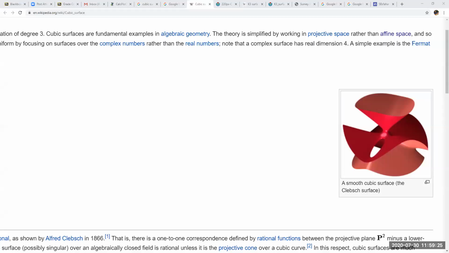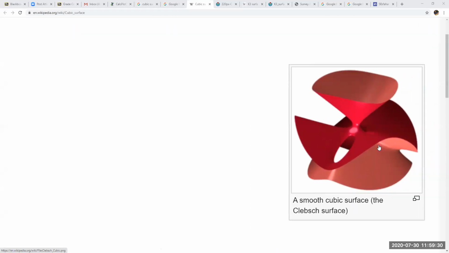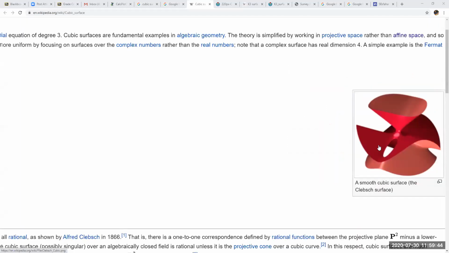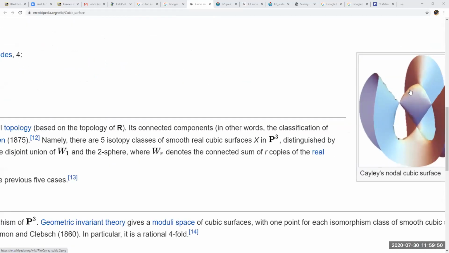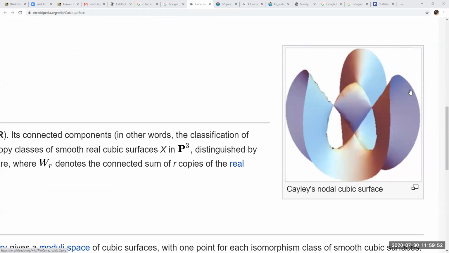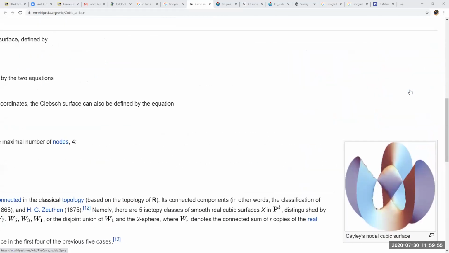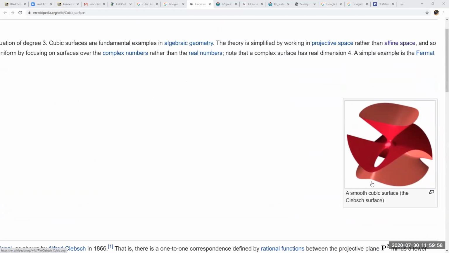Okay, this is an example of a cubic surface. As you can see, this is not similar to the surfaces we saw before. It's not similar to an ellipsoid or hyperboloid or paraboloid or anything of that kind. And this is another example of a cubic surface. As you can see, they look like each other. They have their own form. These are examples of some surfaces of degree 3.